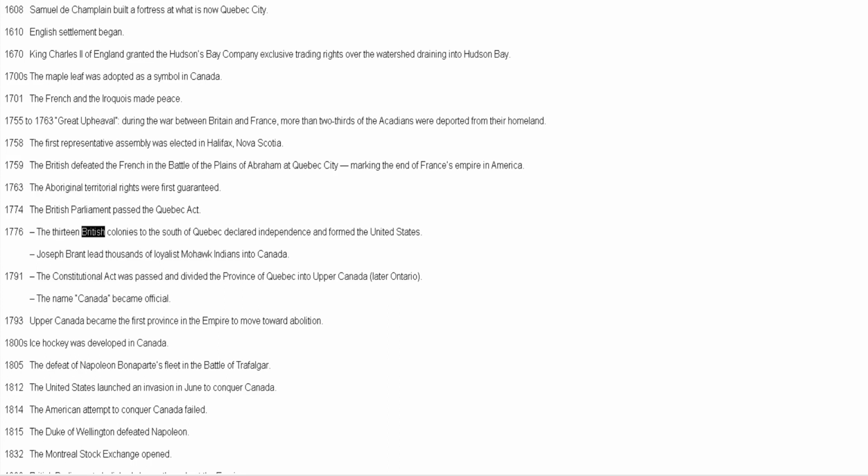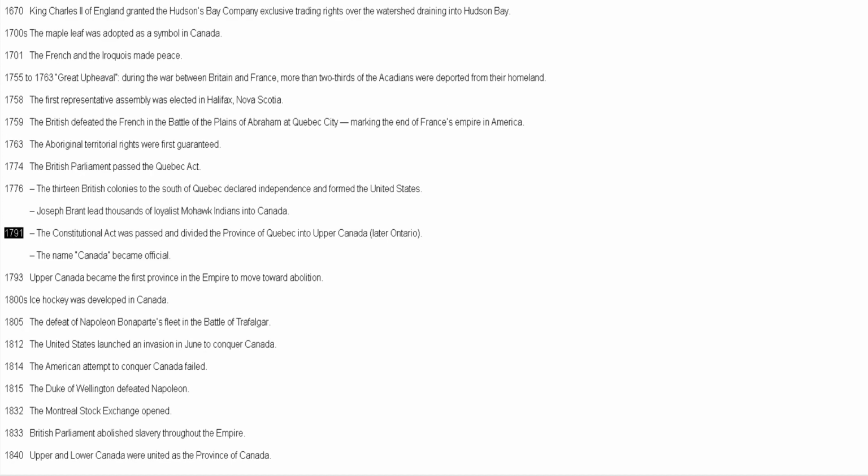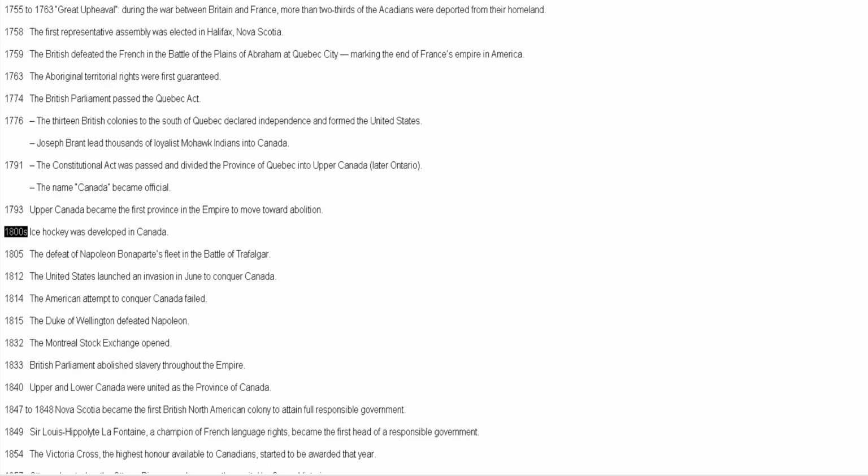1776 The 13 British colonies to the south of Quebec declared independence and formed the United States. Joseph Brant led thousands of Loyalist Mohawk Indians into Canada. 1791 The Constitutional Act was passed and divided the province of Quebec into Upper Canada, later Ontario. The name Canada became official. 1793 Upper Canada became the first province in the empire to move toward abolition. 1800s Ice hockey was developed in Canada.